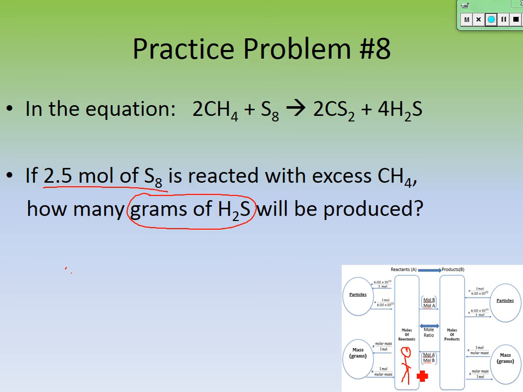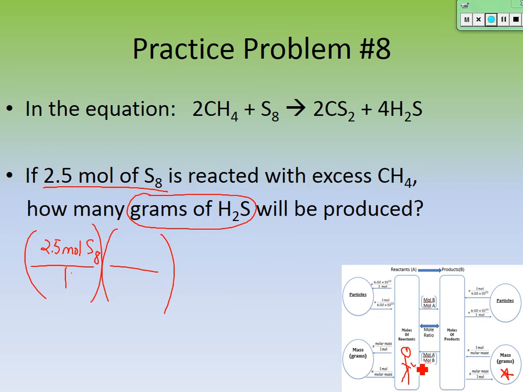Here we are. Where do I want to go? To grams. Grams of a what? It's a product, so I need to come down here again. To grams of a product. Okay? Let's do this. So 2.5 moles of S8. Put it over 1.